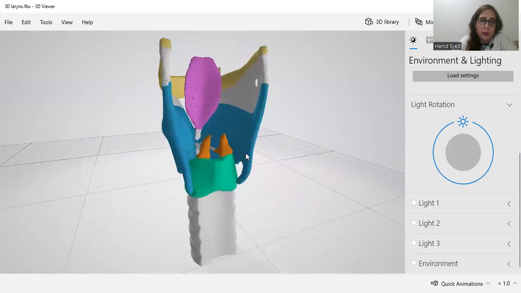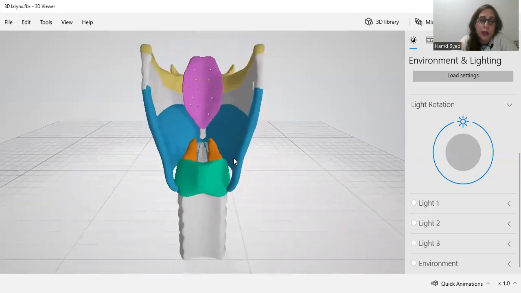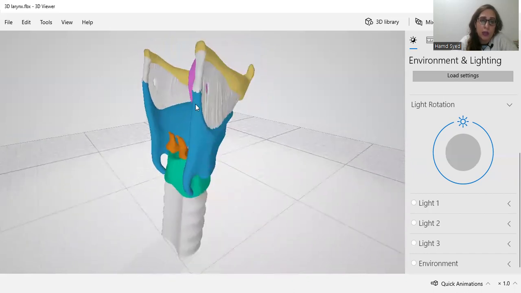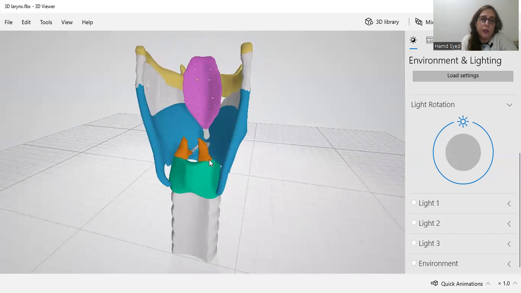So let's look at this posteriorly. Looking at the larynx from posteriorly, we can see these are the two superior horns and then the two inferior horns of the thyroid cartilage. The thyroid cartilage is a hyaline cartilage, and we can see it's unpaired and it's the largest one, but it is deficient posteriorly. Then comes the other cartilage, which is also a hyaline cartilage, which is in green in this model. It is the cricoid cartilage.